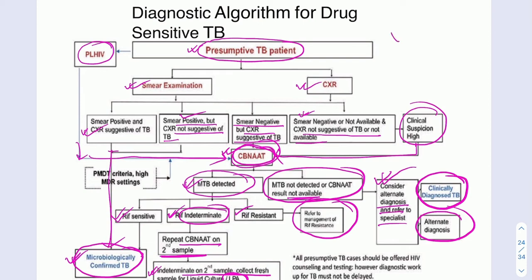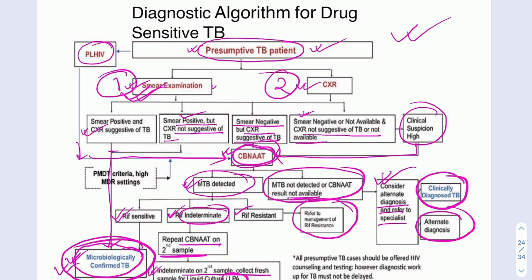So this is the protocol for the diagnosis of tuberculosis in short. That means we get a presumptive TB patient, we need to do two things: smear examination and chest x-ray. If smear is positive, then anytime we will call the patient microbiologically confirmed tuberculosis. Smear negative, we will take the help of chest x-ray. Chest x-ray suggestive, then we will go ahead with CB-NAT.